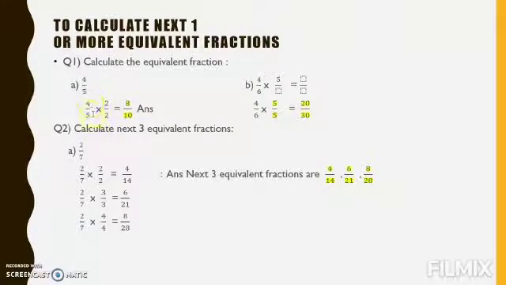So 4 by 5 multiplied by 2 by 2. So 4 into 2, 8 and 5 into 2, 10. So the equivalent fraction of 4 upon 5 is 8 upon 10.